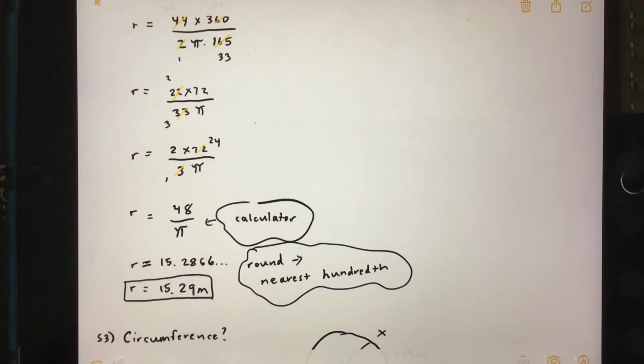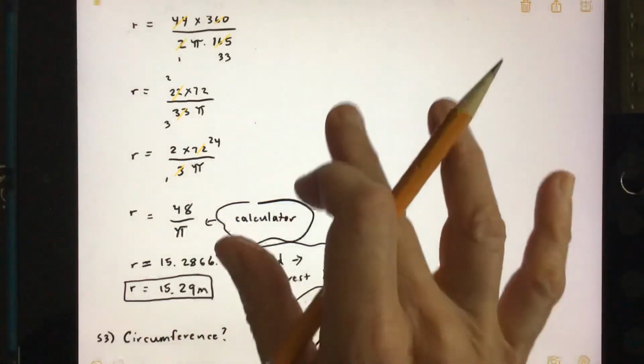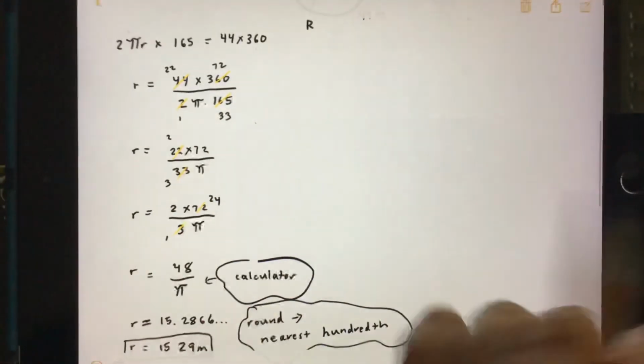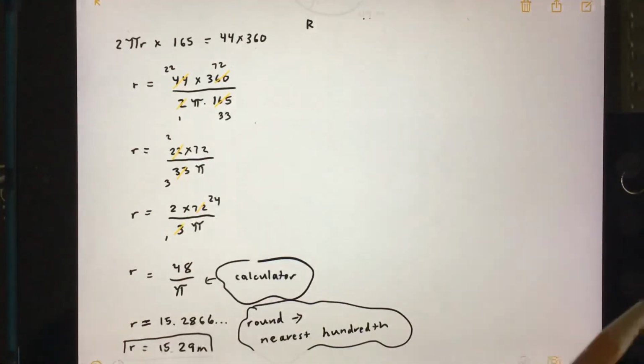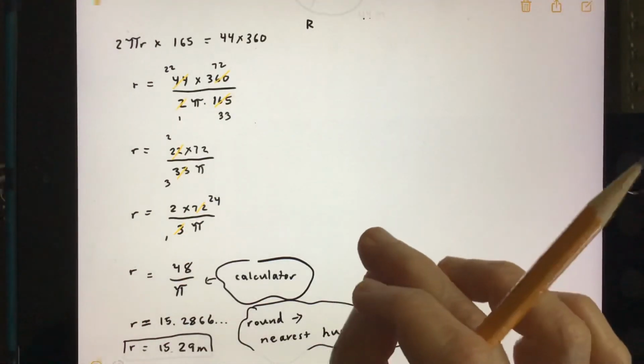I use my calculator. And then on my calculator, I saw a bunch of digits. And I'm going to round that, of course, to the nearest hundredth. So that 8 is going to become 9 because the 6 has us round that up. So my answer radius is 15.29 meters. But again, if you prefer, you can put 44 times 360 divided by 2 times pi times 165 in your calculator, and it'll give you the same answer.